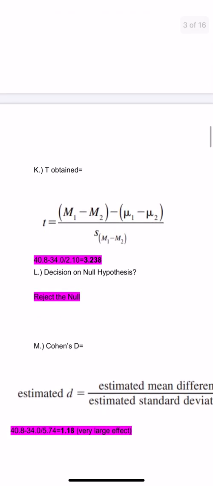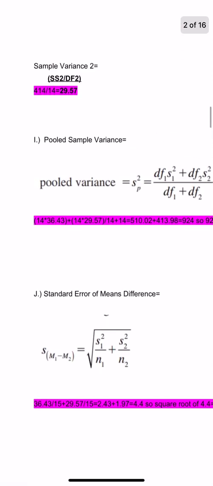T obtained. Mean 1 minus mean 2 minus mu 1 minus mu 2. Well, the population mean difference is always 0, okay?